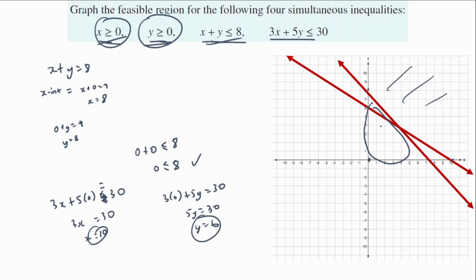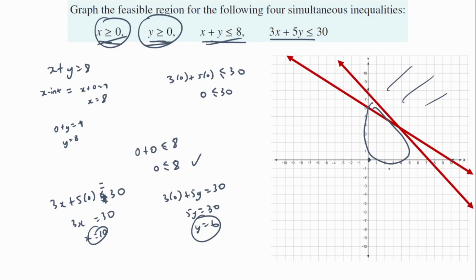Ideally it should be in here somewhere. So I'm going to go with 0, 0 again, because that works for this case, because that's within these three areas. So let's just do that. 3 times 0 plus 5 times 0 should be smaller or equal to 30. That's the region we're after. And 0 is smaller or equal to 30, so that is correct.